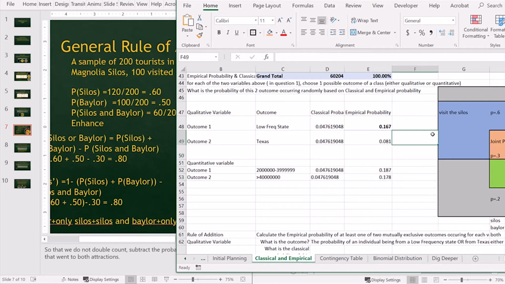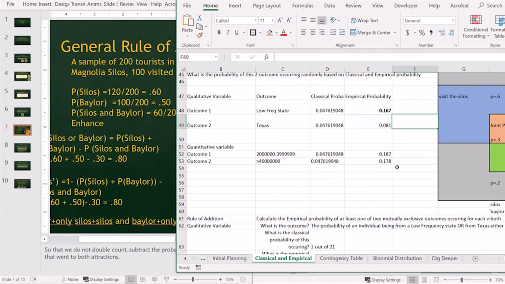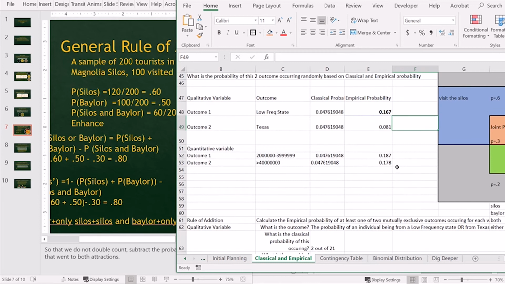3 decimal points. Okay. So now we have the empirical probability and we have the classical probability. Can I do the rule of addition with both of these? What do you guys think? Yes. Can I do the special rule of addition, or should I do the, what should I do? What's the question?